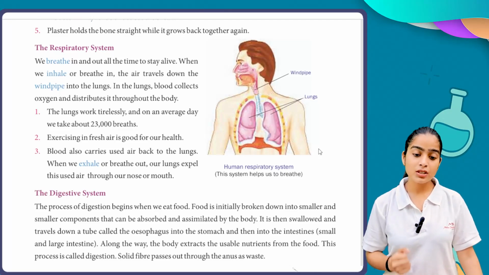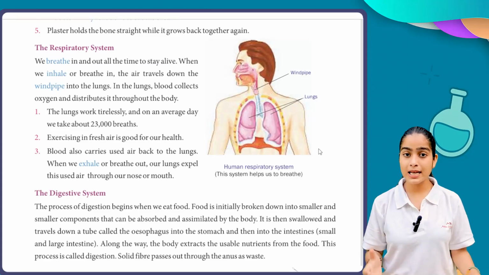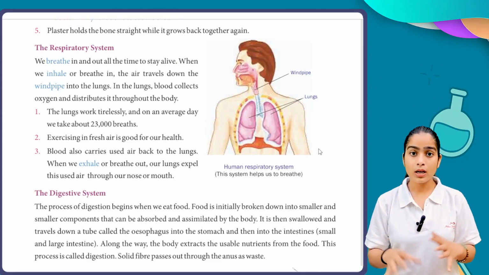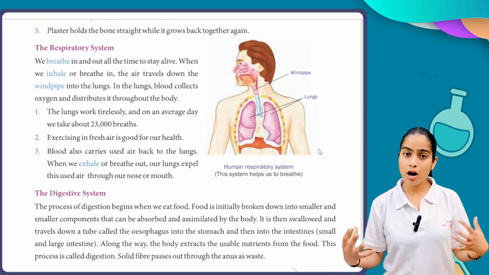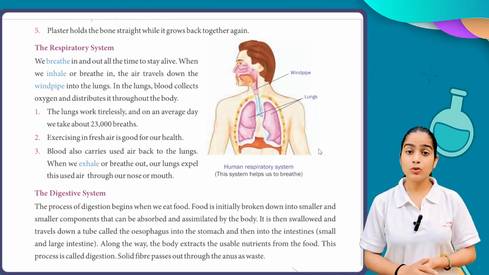Exercising in fresh air is good for our health. If we exercise in an open area, in a good environment, it provides us more and more oxygen and good air as well.